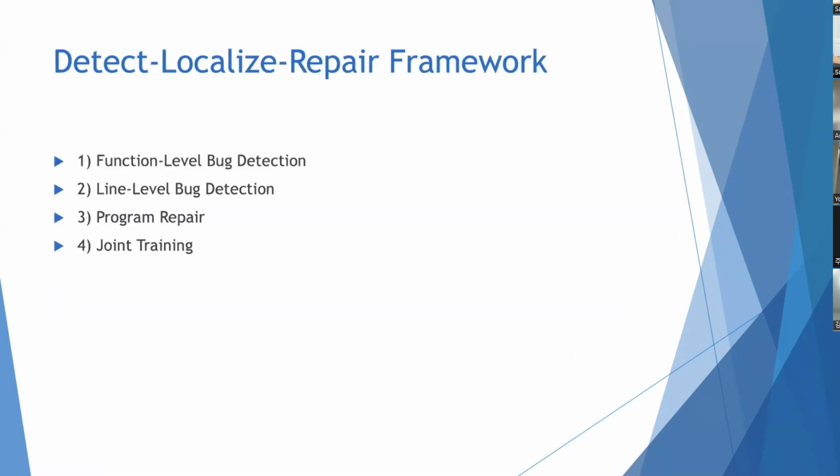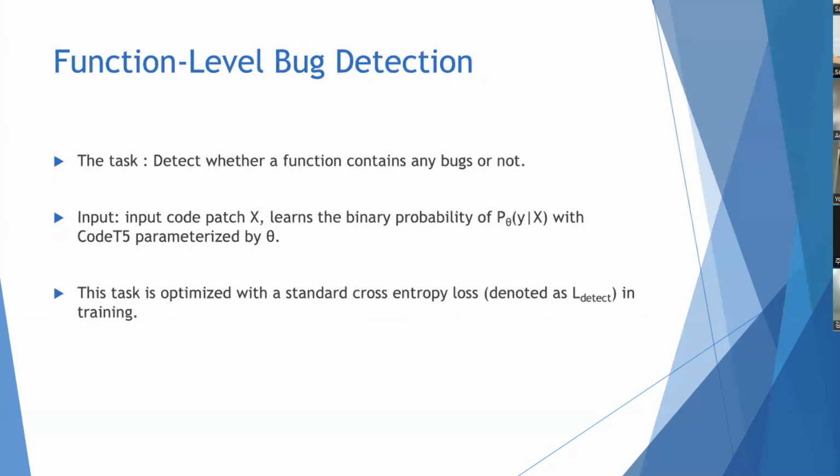As I mentioned before, DLR has three components: the first one is function-level bug detection, the second one is line-level bug localization, and the third one is program repair. And since these three processes are highly correlated and can complement each other, they tried training these three simultaneously, which is termed joint training.